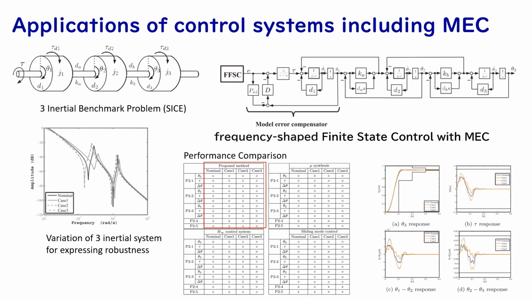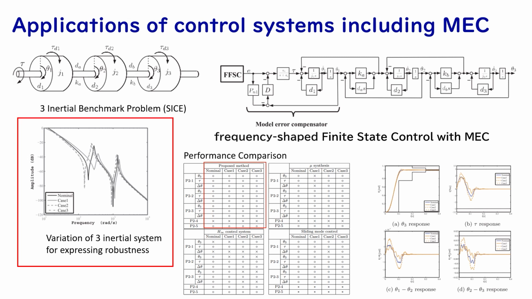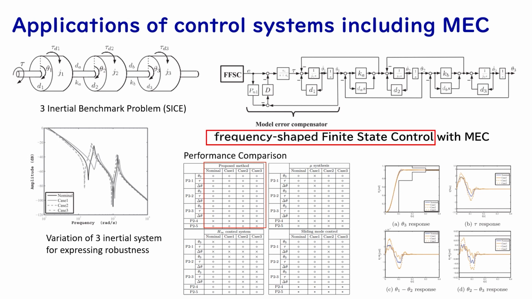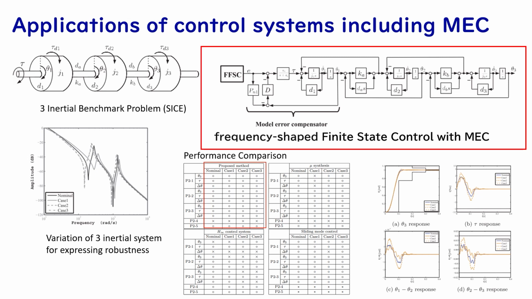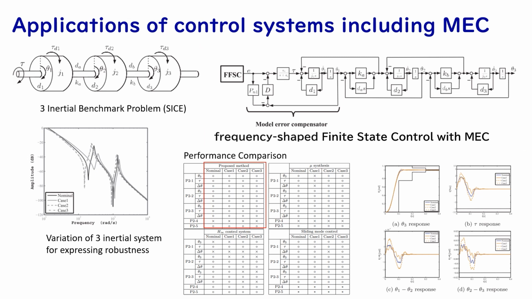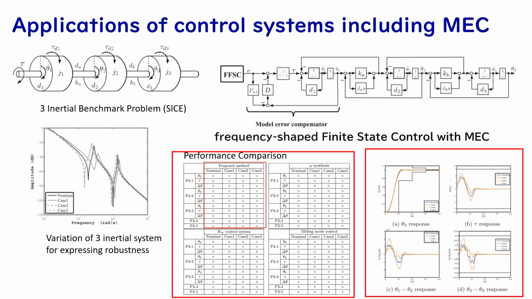This is an application example for the 3 inertia benchmark problem. This figure shows a block diagram of the system, and it expresses variation of the 3 inertia system. We apply frequency-shaped final state control with MEC. By using this system, we can achieve good performance in the benchmark problem.